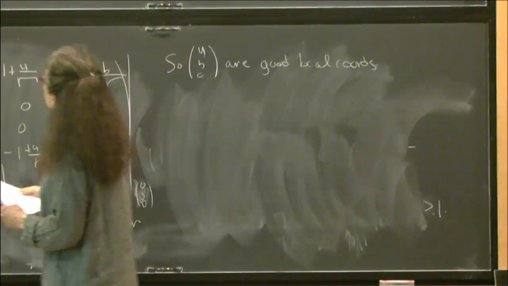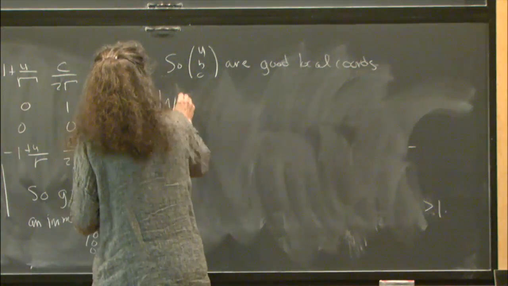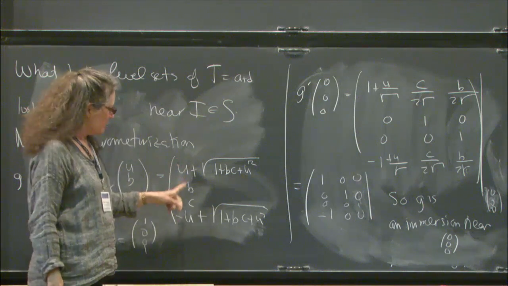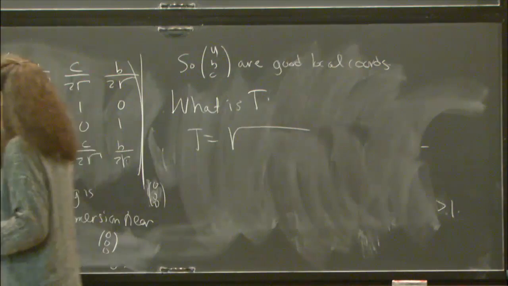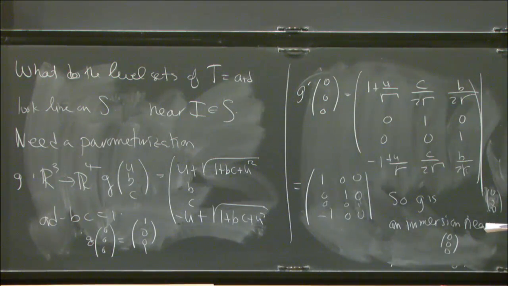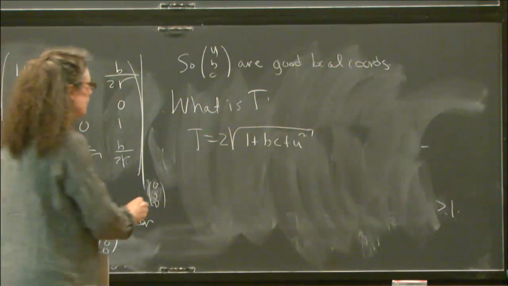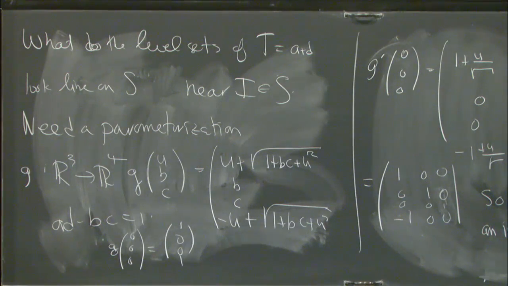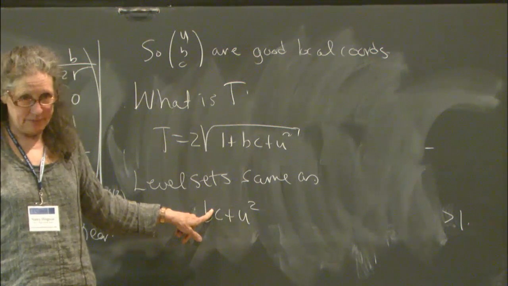And now what's the function we're interested in? The function we're interested in is the trace function. In terms of these coordinates, what's T? T is A plus D, so it's this plus this. So T is equal to 2 times the square root of 1 plus BC plus U squared. And the level sets of that are the same as the level sets of BC plus U squared. This function is constant exactly when this function is constant.